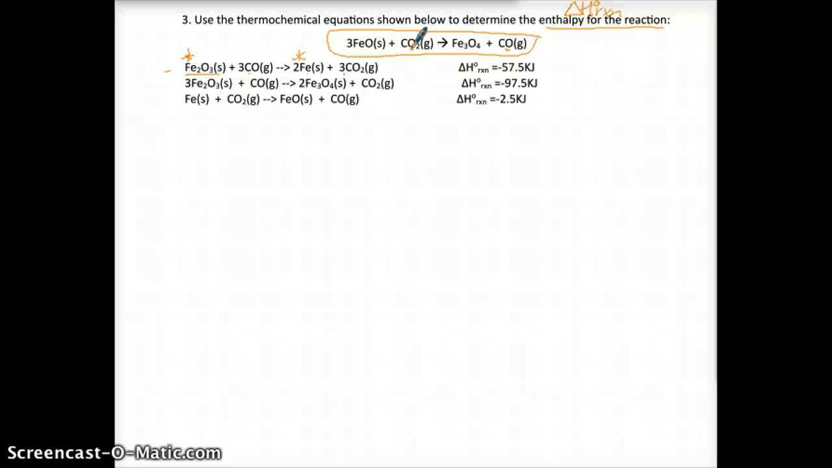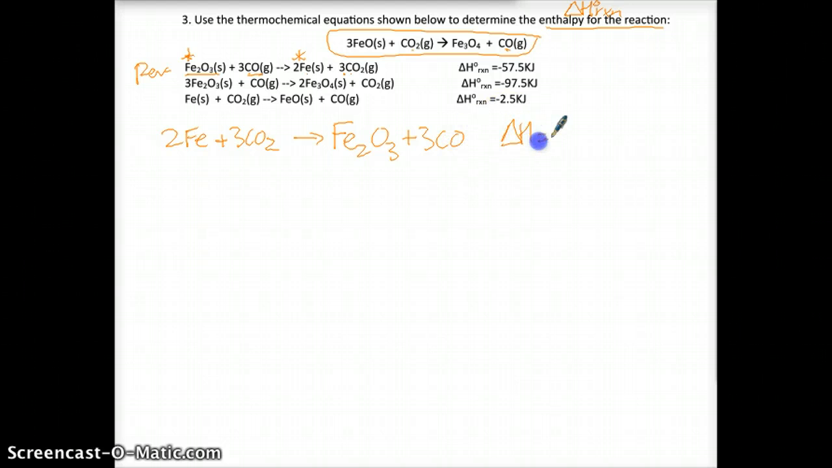So my first inclination would be to recognize that these CO2 and the CO are in the wrong spots. So I'm going to need to reverse this. They're on the wrong side. So if I reverse it, I'm now going to have 2Fe plus 3CO2 produces Fe2O3 plus 3CO. So my new delta H would be the reverse of negative 57, which would be 57.5.